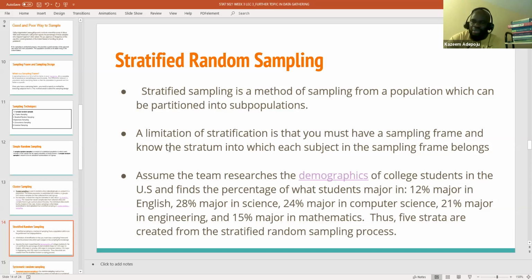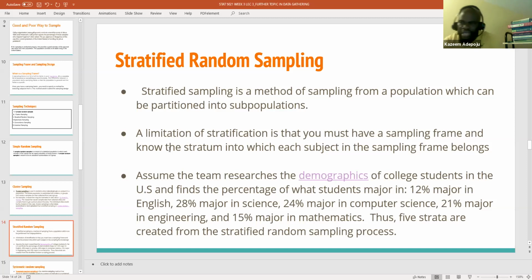Some of you may want to argue with me: what then is the difference between cluster and stratified sampling? Though we are also subdividing in cluster sampling, the nature of the population in cluster sampling is homogeneous. But the nature of the population, before you can apply stratified sampling, is heterogeneous. And we have different kinds of agents of stratification. I want to give you an example right now.